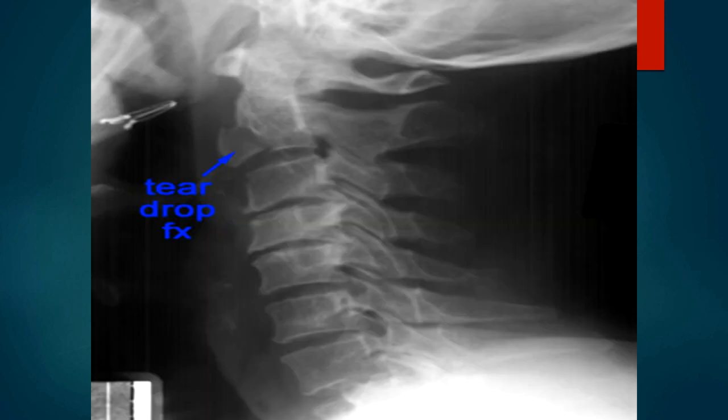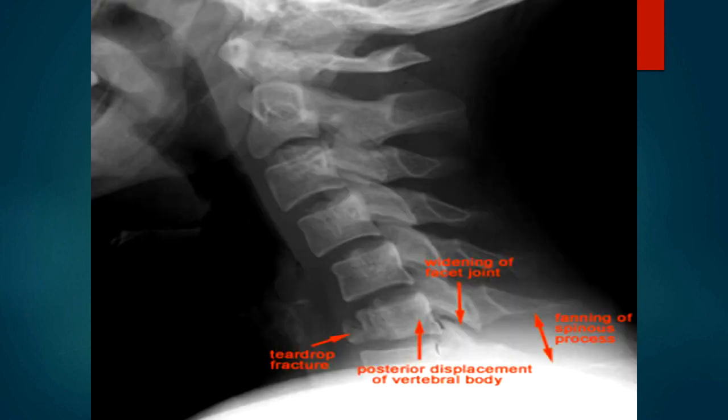So again, you can see it right here, just a teardrop off the anterior portion there, spinous process fractures right there. Not a good thing. Here's another one, teardrop. Posterior displacement of the vertebral body, widening of the joint facets.